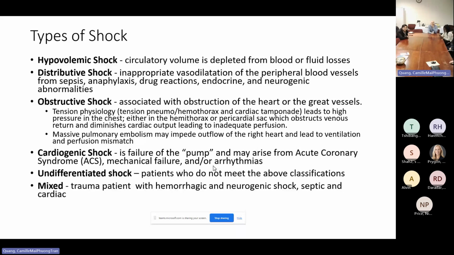Obstructive shock. This is when you have anything that's obstructing your heart or your great vessels. You see this in the tension physiology, so tension pneumos, hemothoraxes, tamponades, and then also a very large pulmonary embolism. Large pulmonary embolisms will also cause obstructive shock. It impedes the outflow, and you get right heart failure.